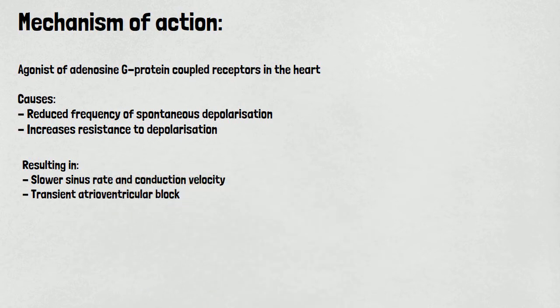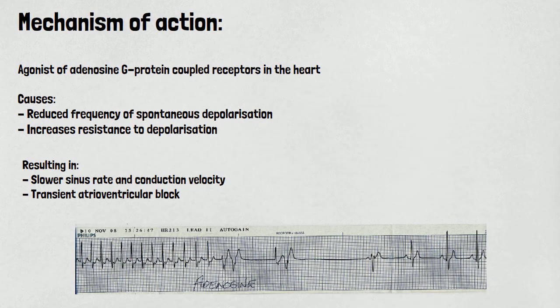Now here we've got an example of a supraventricular tachycardia, and you can see where an individual has written adenosine. Adenosine was given, you have that transient AV block, and hopefully it works to reset the heart and restore normal rhythm.